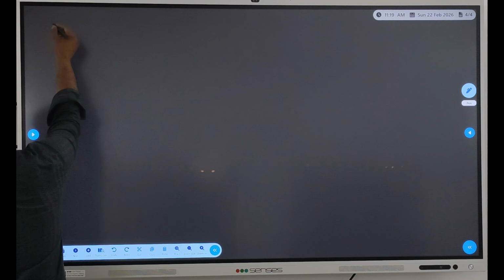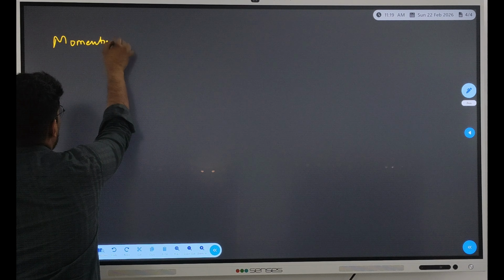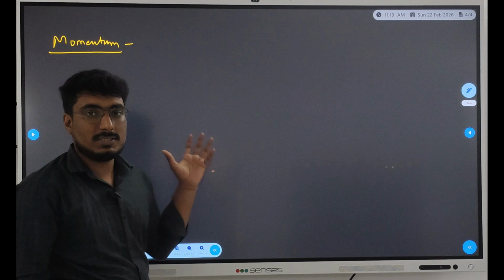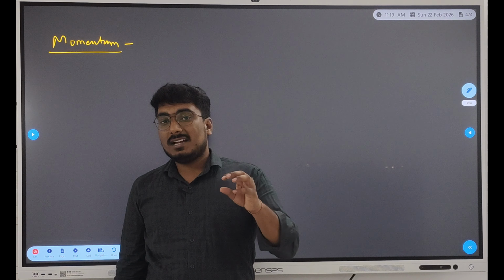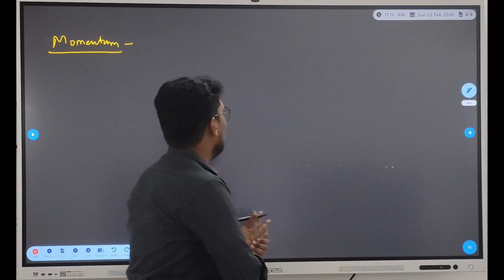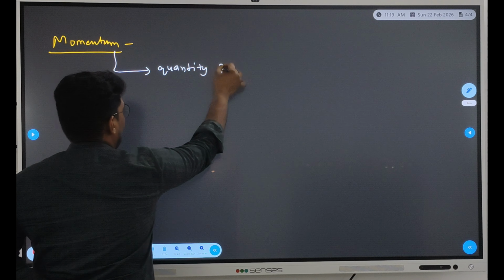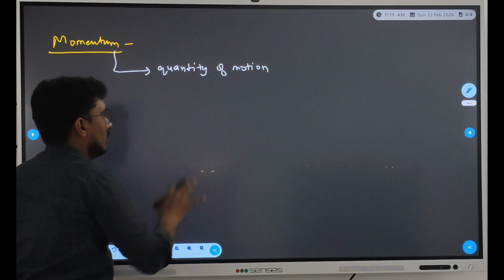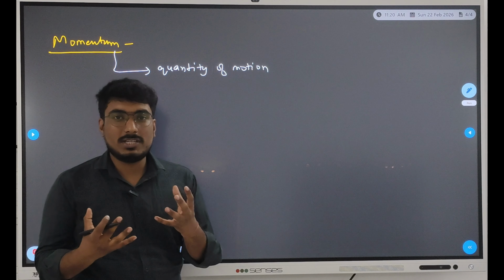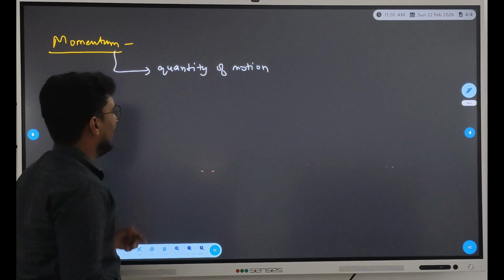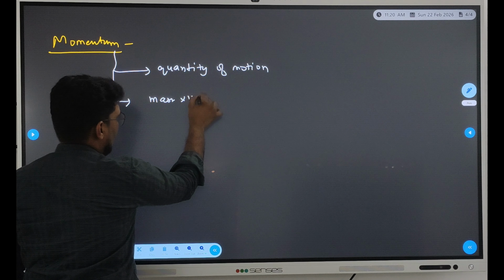Second law. Before the second law, I want to explain one topic, which is momentum, because in Newton's second law we need this term. If you don't know what momentum is, simply momentum is the quantity of motion. In one word, quantity of motion. What is momentum? Quantity of motion, like how fast or how slowly a body is moving, how much motion it is carrying. That we can say by the momentum. The formula or the definition is very simple: mass into velocity.